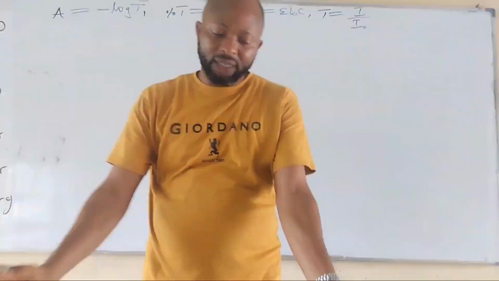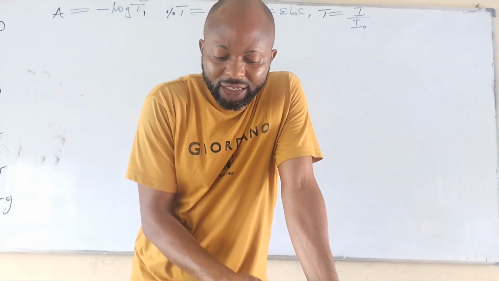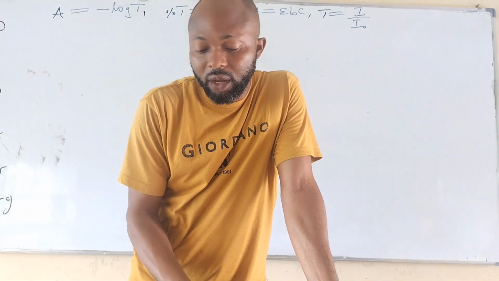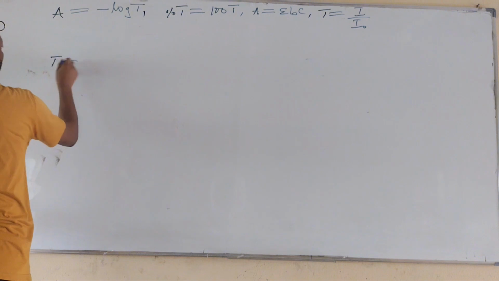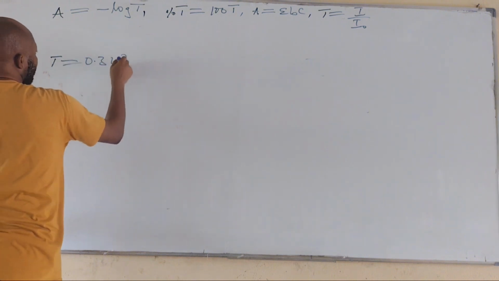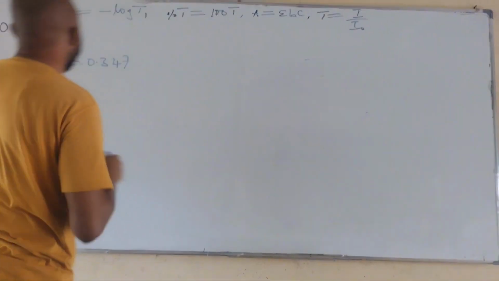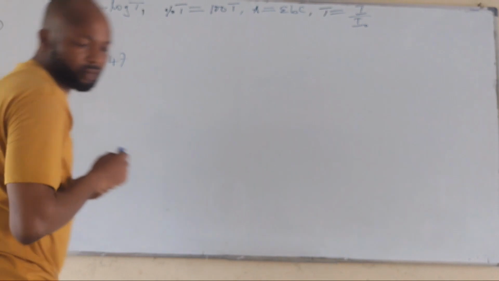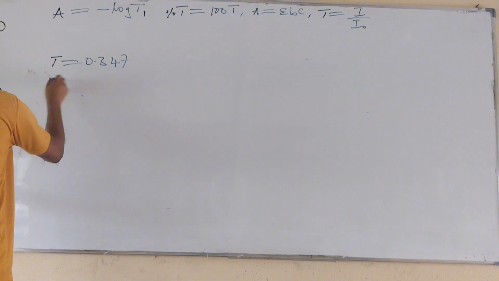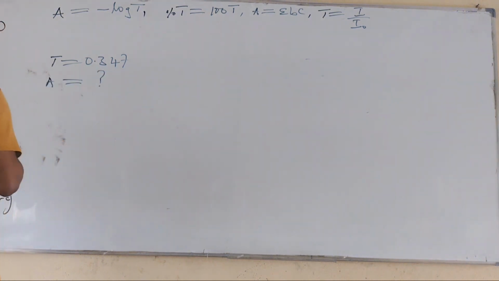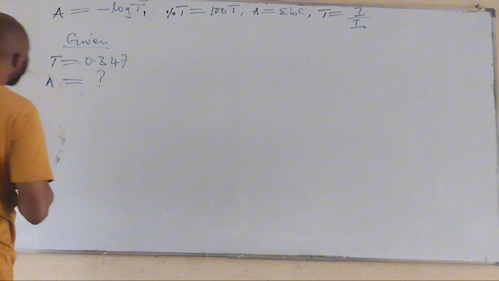The question says, what is the absorbance of a sample if the transmittance is 0.347? Let me list out the given. The transmittance is 0.347, am I right? Yes, 0.347, and they are asking us for the absorbance. What is the absorbance? This is given. So, we are looking for absorbance.